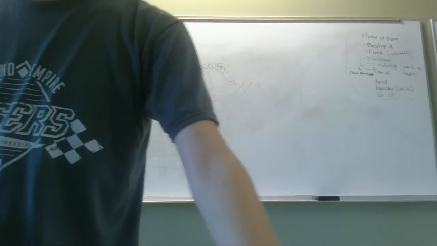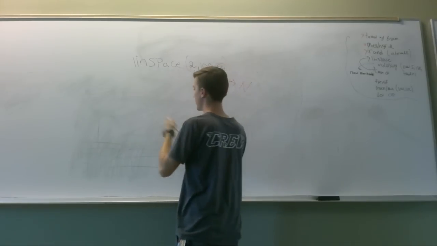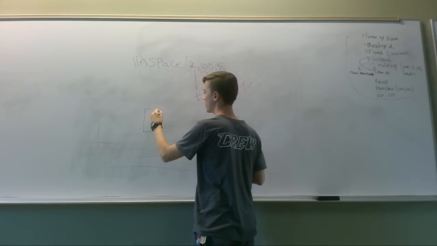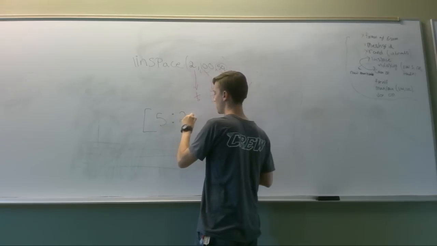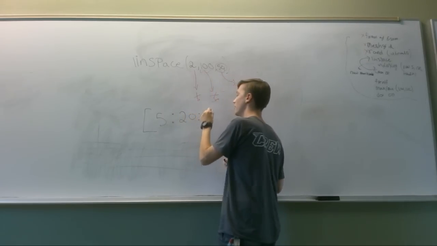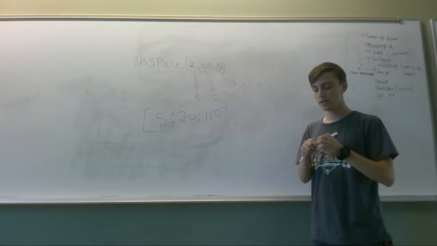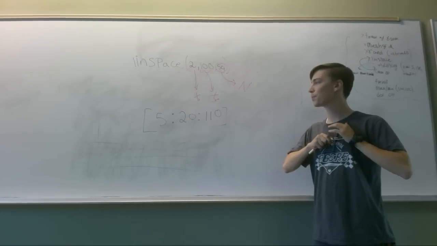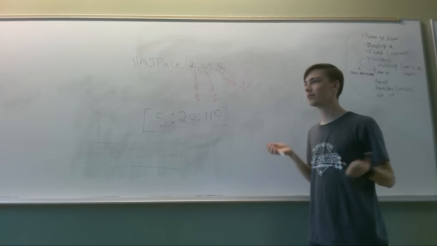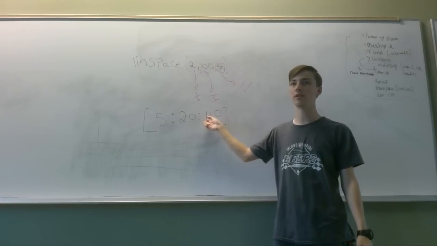Which, unlike the colon operator, where if we take some brackets and put 5 colon 20 colon 110, what does this tell us? So it'll just go 5 to 110 by 20? Yeah, and here we don't have a guarantee that we'll hit 110 or not, right?